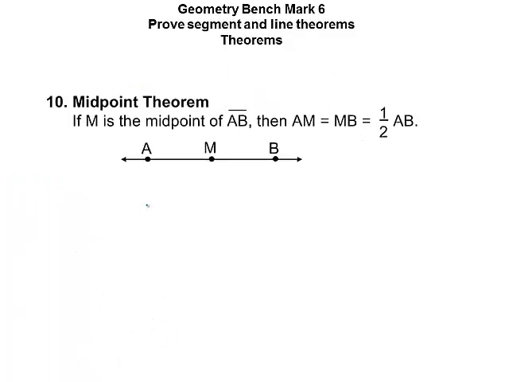All right, so we have a midpoint theorem. And the midpoint theorem says that if M is the midpoint, so here's M, our midpoint, then AM, this length here, is equal to MB, this length here, and that either one of them is equal to 1/2 of the whole thing. Not too bad?